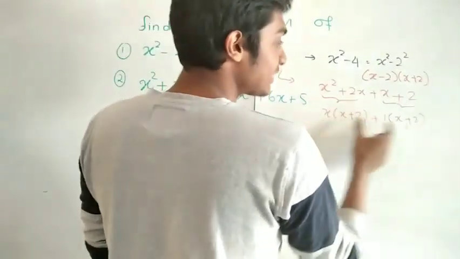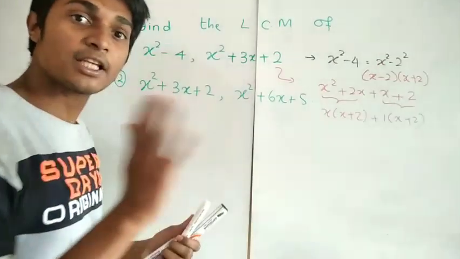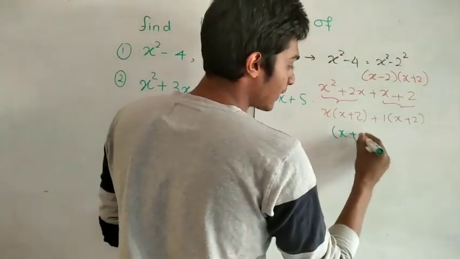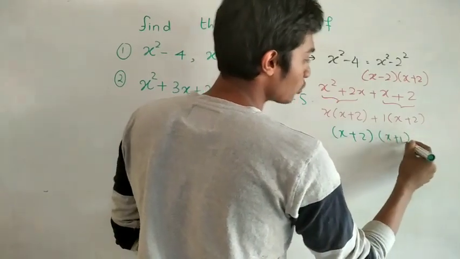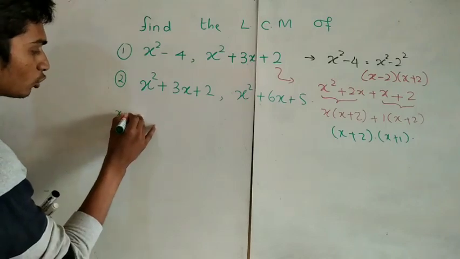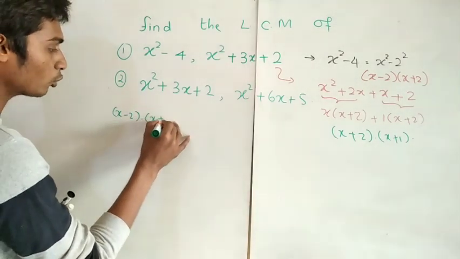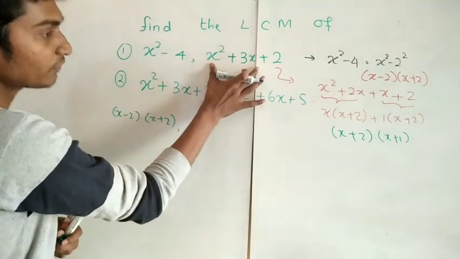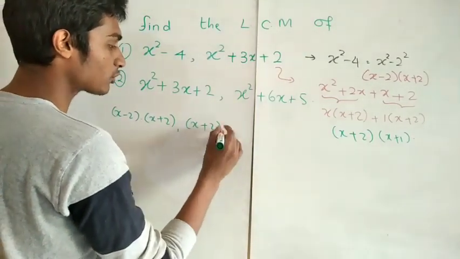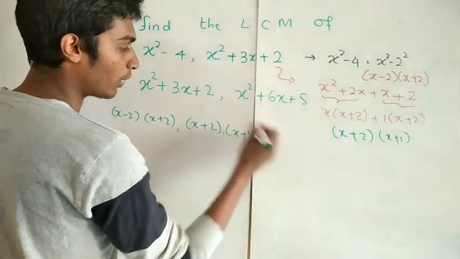Now x plus 2 is common for both terms. Take x plus 2 out of the bracket, so you have x plus 2 into x plus 1. So the factorization of x squared minus 4 is x minus 2 into x plus 2, and the factorization of x squared plus 3x plus 2 is x plus 2 into x plus 1.